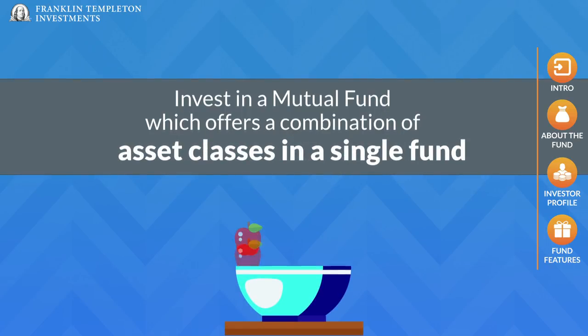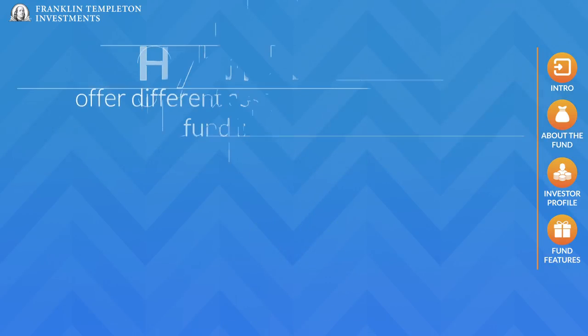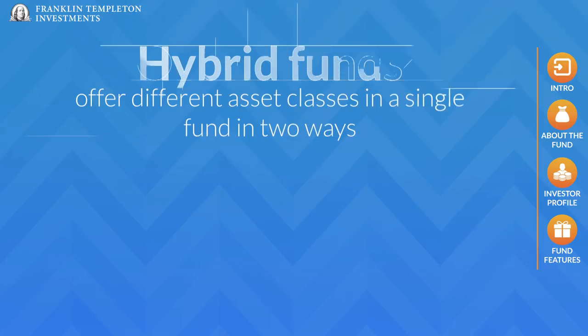For example, a single fund which invests 60% of the money in equity assets and 40% of the money in debt assets or vice versa. Such funds are called hybrid funds. In this video, we look at hybrid funds which offer a ready-made diversified asset allocation combination to investors, thus avoiding the hassles of rebalancing asset classes on their own.